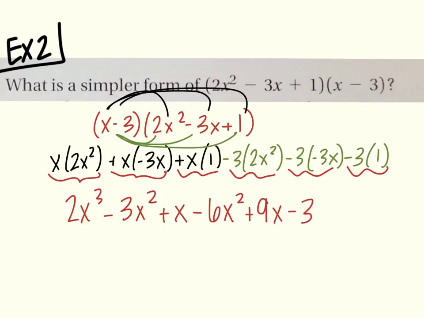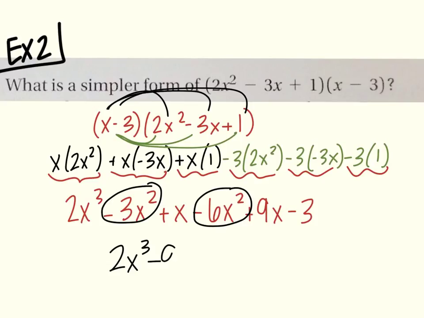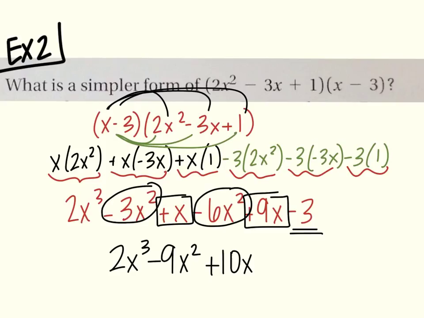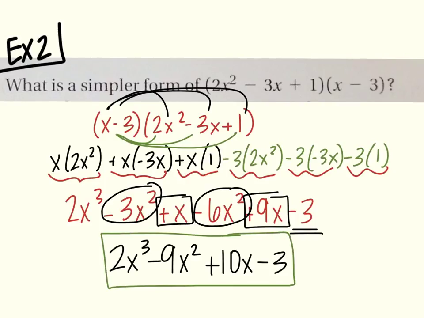We're going to keep the 2x to the third because it doesn't have anything to combine with. We're going to add negative 3x squared and negative 6x squared to get negative 9x squared. We're going to add x and 9x and get 10x. And that just gets stuck on the end because it doesn't have anything to belong to. And that's your answer. Okay? See all that work I showed? You're going to show the same amount of work.